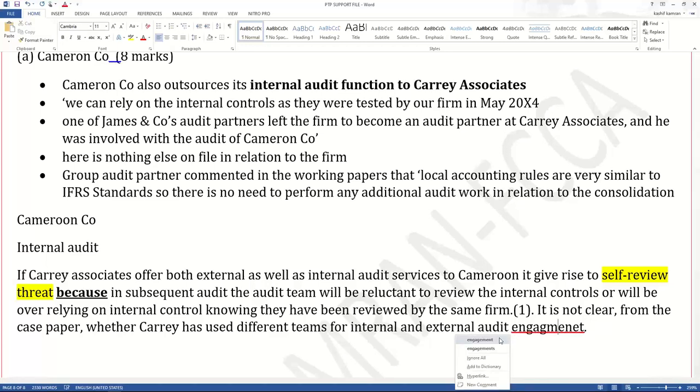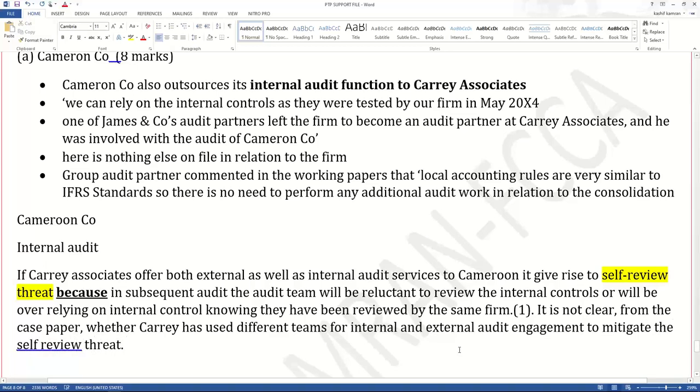And the question is not telling us anything about whether different teams have been used as a safeguard of a self-review threat or not. So you are saying it is not clear from the case paper whether Kerry has used different teams for internal and external audit to mitigate the self-review threat. So see, when the question is silent, how do you write an answer? To mitigate the self-review threat, rather than taking a hypothetical assumption, I cannot take a hypothetical assumption because the question is silent.